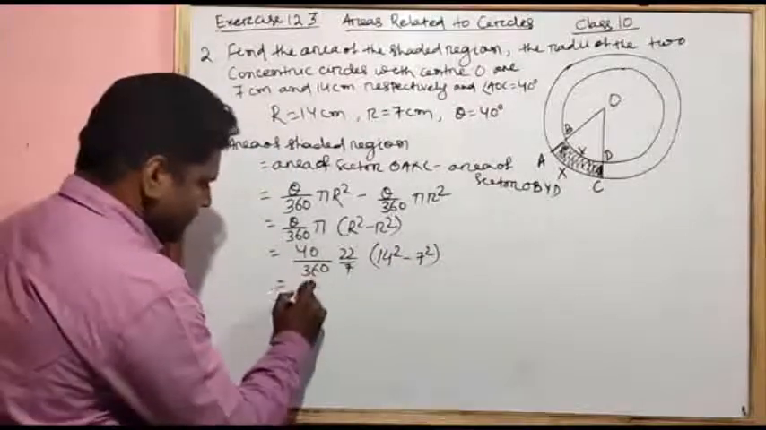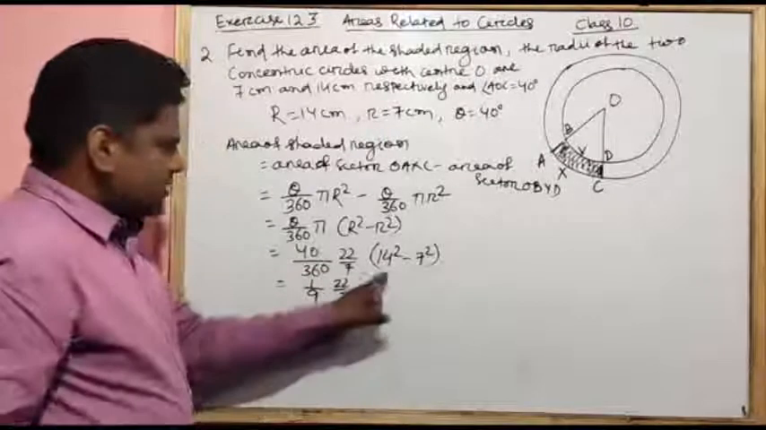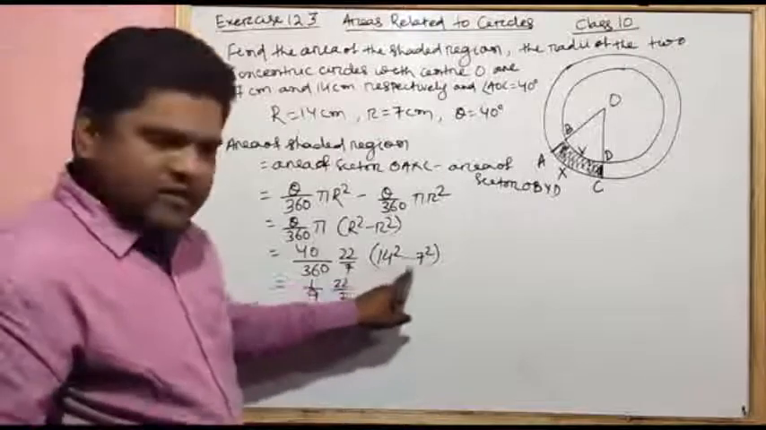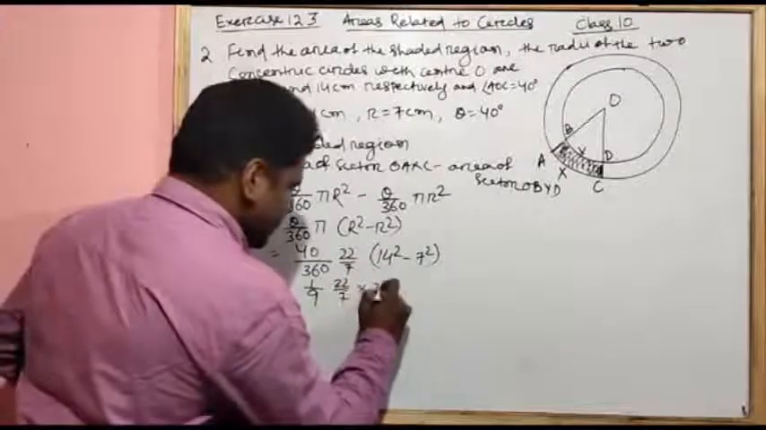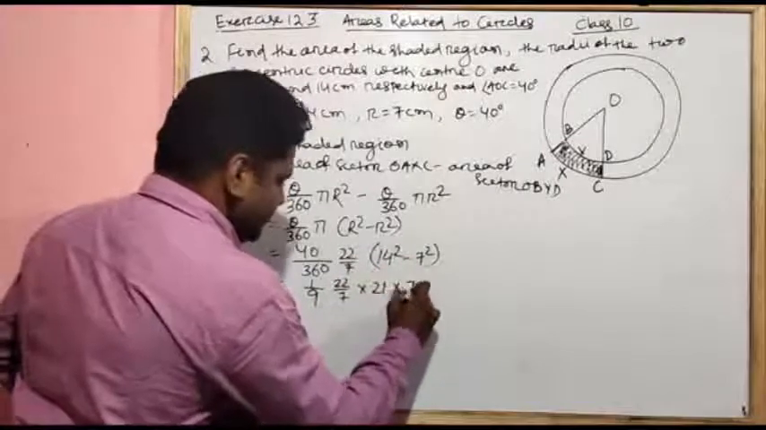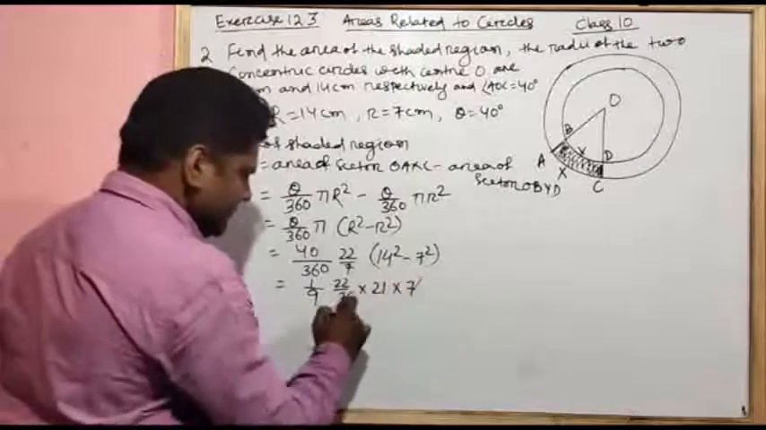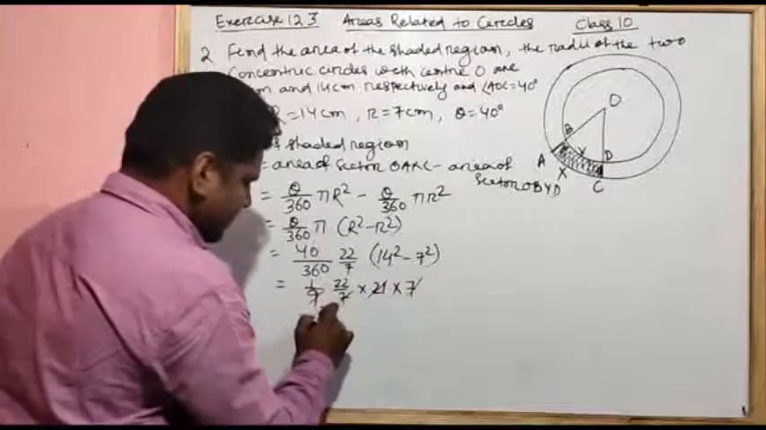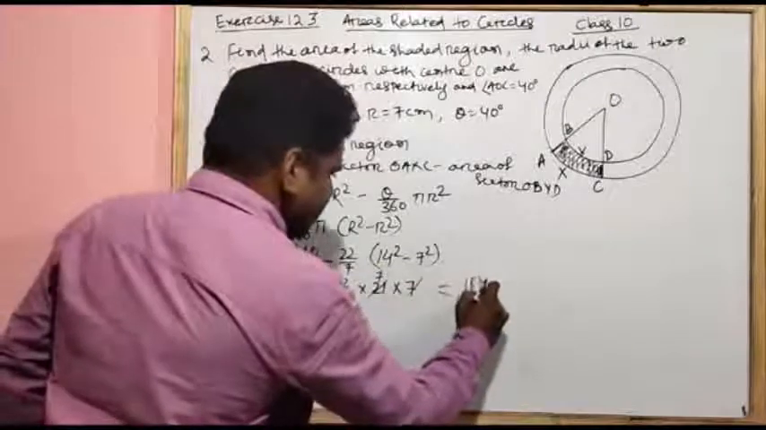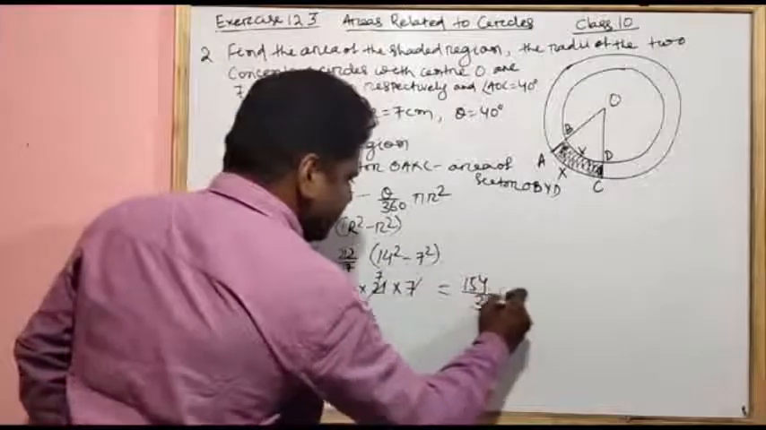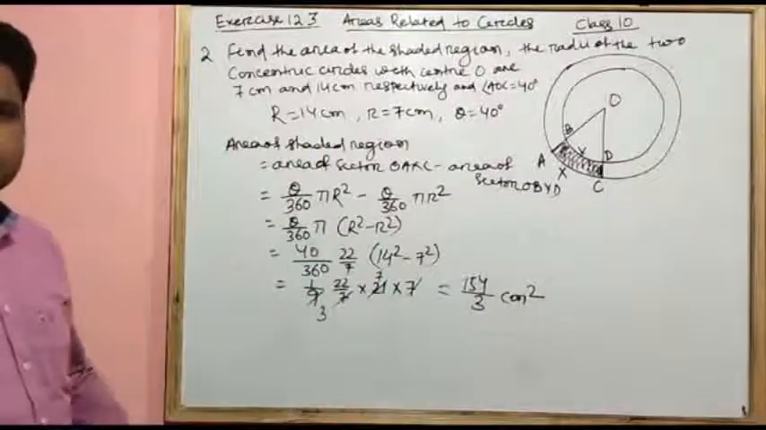Cancelling these two, we will get 1 by 9 here into 22 by 7, 14 square minus 7 square. a square minus b square equal to a plus b into a minus b. 14 plus 7 is 21, and 14 minus 7 is 7. Cancelling 7 and 7, and 21 and 9, here we will get 3, here we will get 7. 22 into 7 is 154, and here we have 3. Unit is cm square. So we will get the answer for number 2.